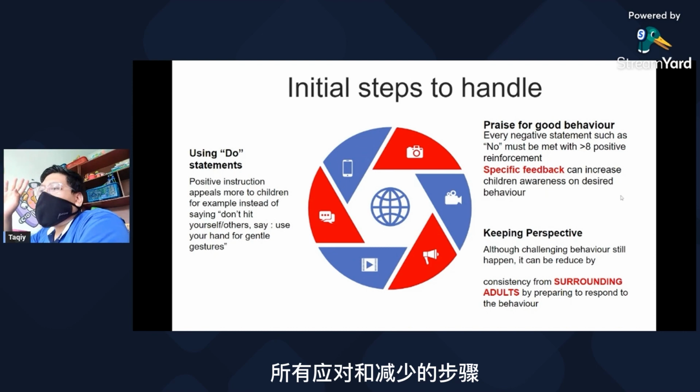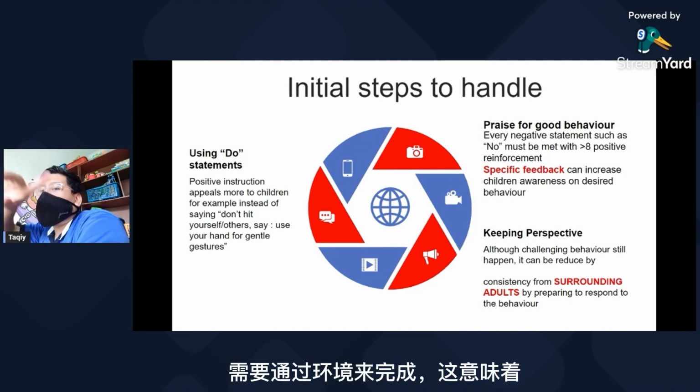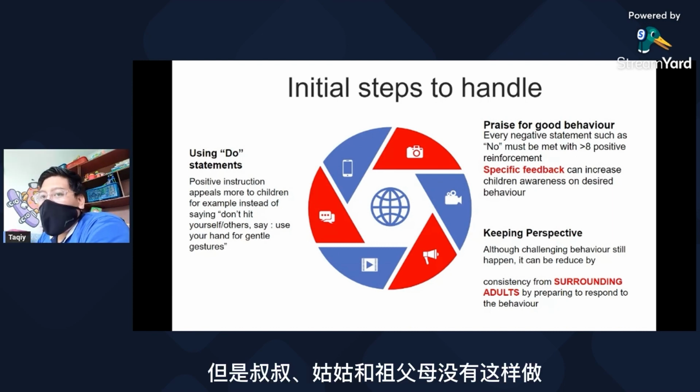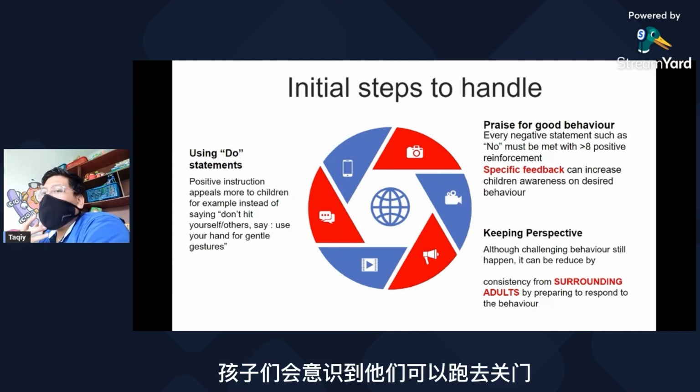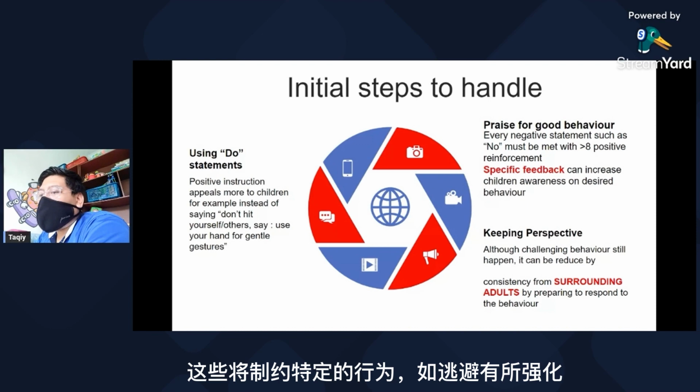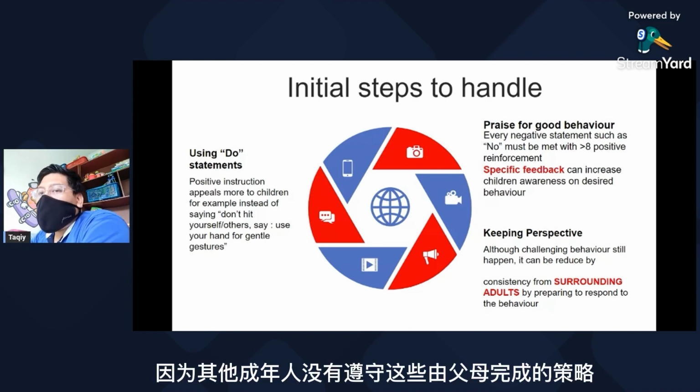All the initial steps to handle and reduce the behavior need to be done by the surrounding adults. Meaning that if the parents are doing this, but the other adults such as the uncle or grandparents are not doing it, the children will realize that they can run to those adults to not continue the activity. This will make the specific behaviors, such as escaping, reinforced because the adult does not comply with the strategies that were done by the parent.